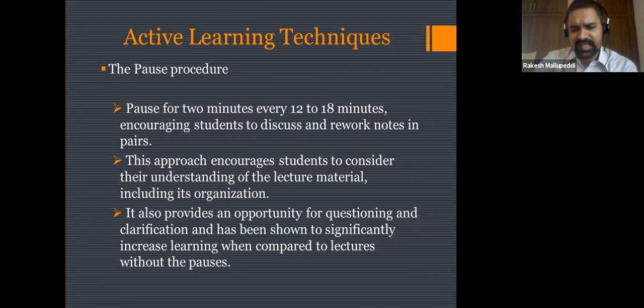So most of these techniques are mainly for that purpose, where you're not just pushing a lot in, but in between, you get an opportunity to take a moment to understand it, or ask, clear it up, and then move to a new subject, so that we are confident of this, and then we are moving on. So it improves a lot of confidence in the student. So if you see the pause procedure, like I said, a couple of minutes every 12 to 18 minutes, you are encouraging the students to discuss and rework notes in pairs.